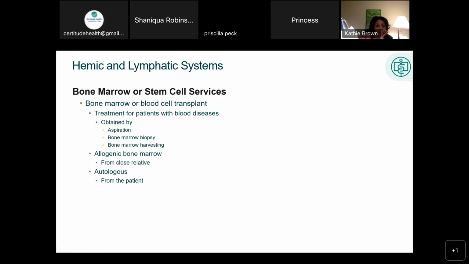Bone marrow or stem cell services are utilized for bone marrow transplant, and that was the other transplant. So this is typically treatment for patients with blood diseases like leukemia. The bone marrow is obtained by aspiration or bone marrow biopsy or harvesting.